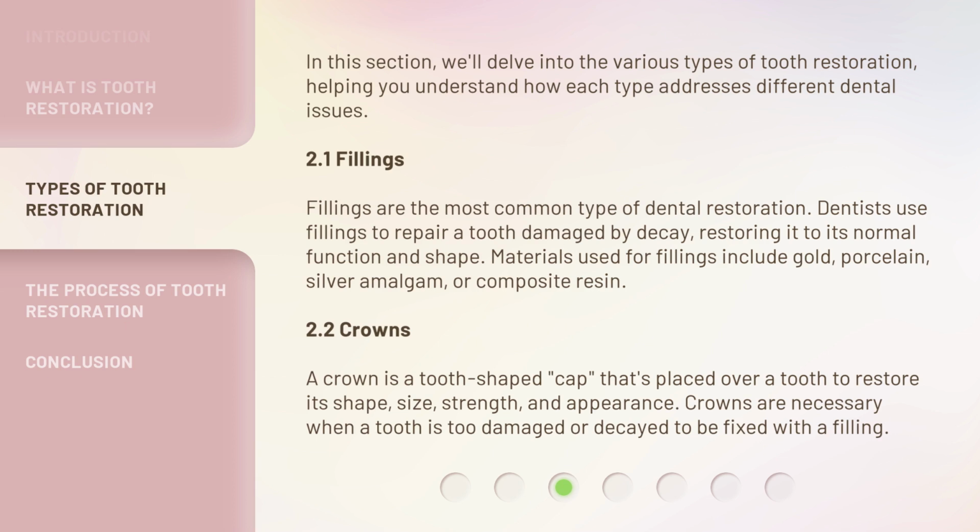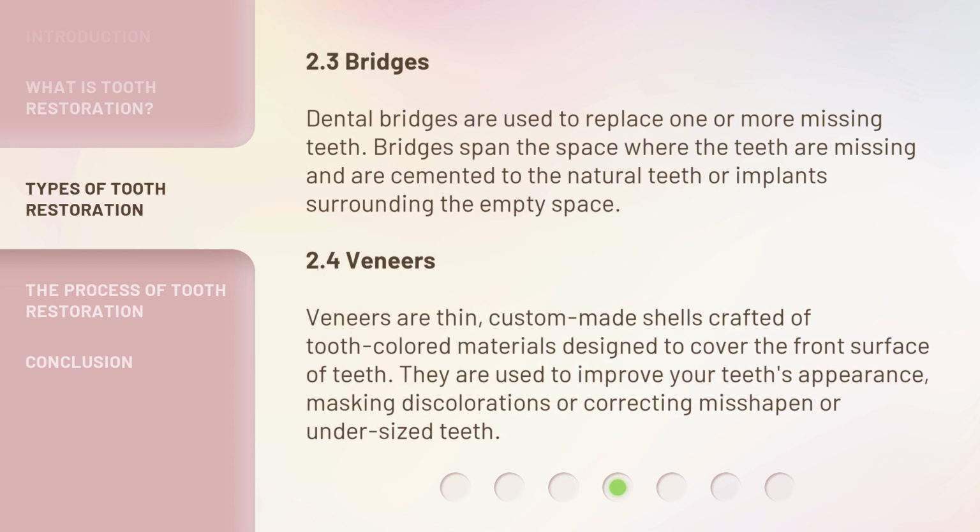2.2 Crowns. A crown is a tooth-shaped cap that's placed over a tooth to restore its shape, size, strength, and appearance. Crowns are necessary when a tooth is too damaged or decayed to be fixed with a filling. 2.3 Bridges. Dental bridges are used to replace one or more missing teeth. Bridges span the space where the teeth are missing and are cemented to the natural teeth or implants surrounding the empty space.